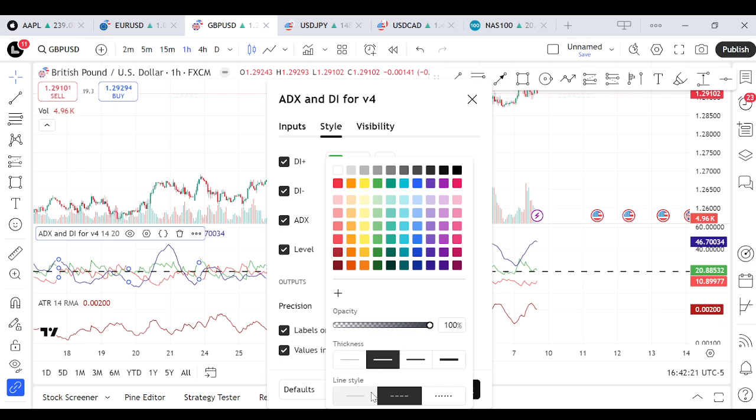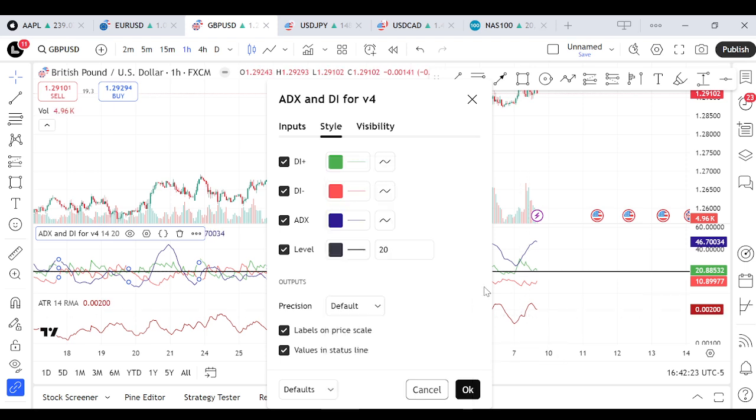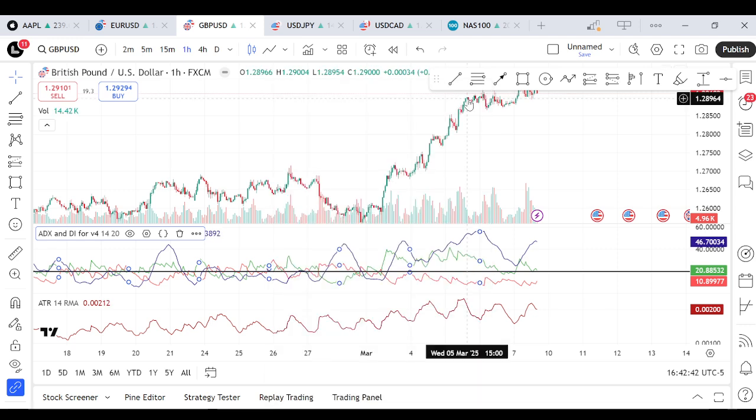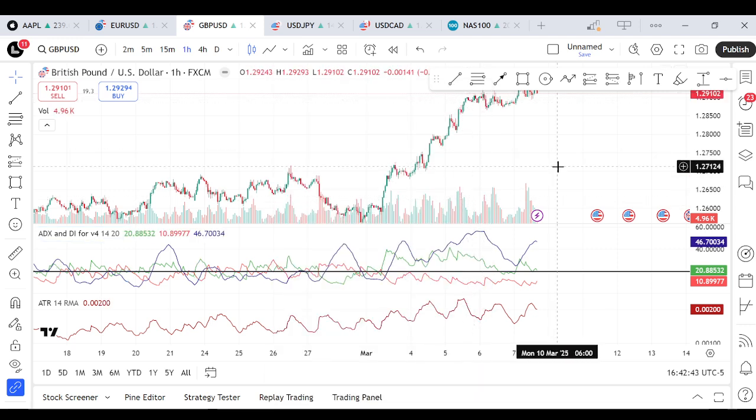I'm just going to make this line thicker. So this makes it particularly useful for identifying whether the market is trending or consolidating. However, it does not signal when to enter or exit a trade. It simply tells you if the trend is worth following. Now that's a very big point to note.